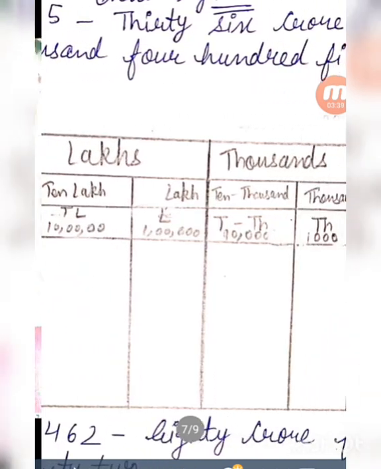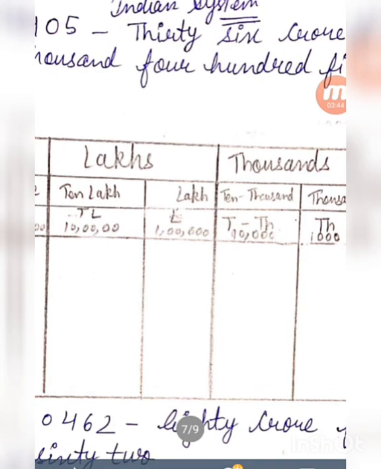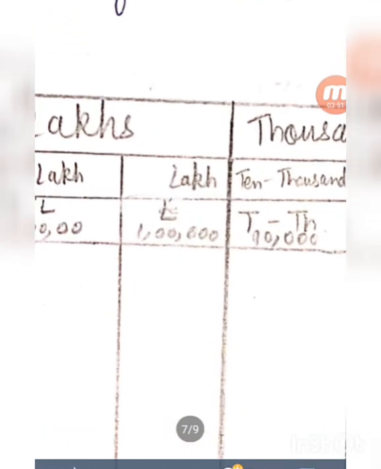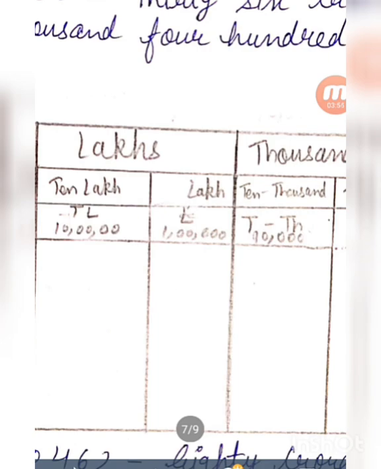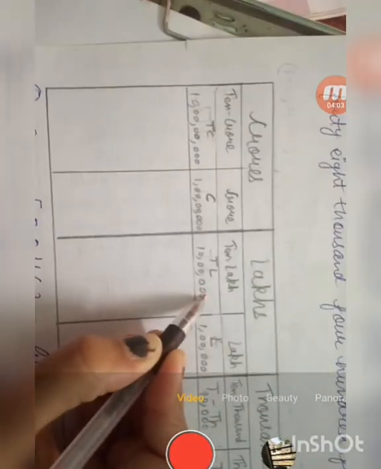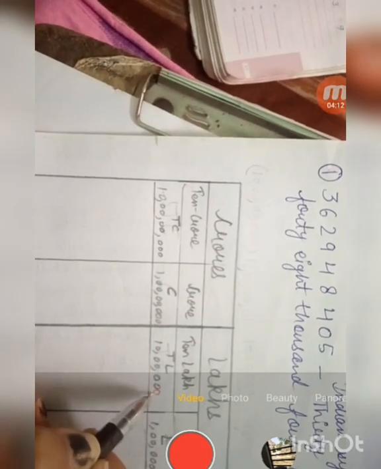Next, we will move to the table of lakh. In lakh, there will be one more zero than in 10,000. There will be five zeros in 1 lakh, and in 10 lakh there will be one more zero, that is, six. In lakh there will be 5 zeros, and in 10 lakh there will be 6 zeros.